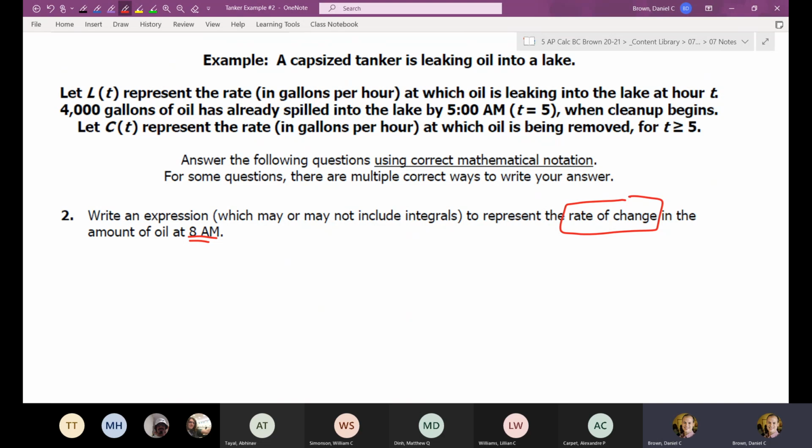Gallons per hour. Well, if I want gallons per hour, this question is already in gallons per hour. Will I need to take the derivative or take the integral? No, I can just use the function as written. So now I just want to find an expression that would represent the rate. Anyone want to take a stab and a guess of an expression that would represent the rate of change of oil overall at 8 a.m.?